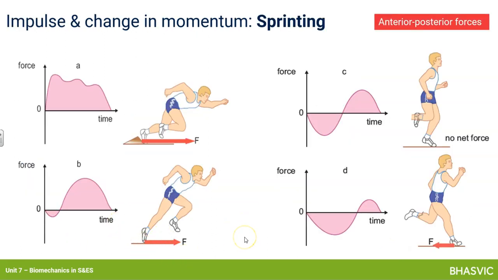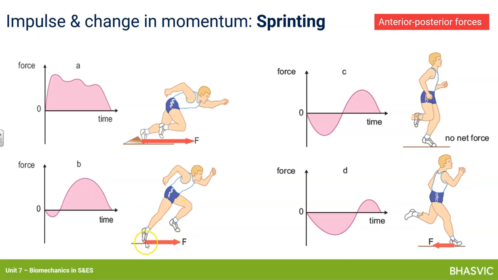This might show it perhaps a bit more. So this looks at horizontal forces, friction forces. You can see the arrow here in the propulsion phase at the start of a sprint. The athlete's pushing backwards and the friction force is propelling them forwards. And you might imagine this to be a huge force, hence the big space under the force time graph during that acceleration phase.